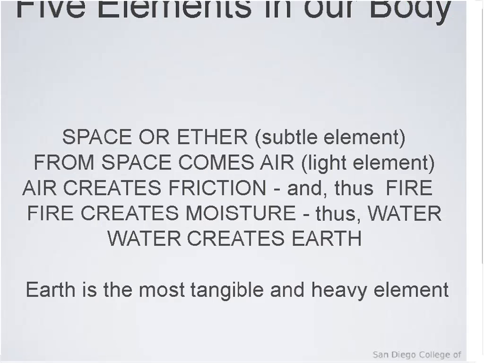So the 5 elements that are present in our bodies are the subtle element of space, also called ether. And then from space you have air, which is the light element, the movable element. Air creates friction and thus fire. Fire is heat and transformative energy, transformative potential. Fire creates moisture and thus water, and water deposits solids. It creates earth. So earth is the most tangible and heavy element.